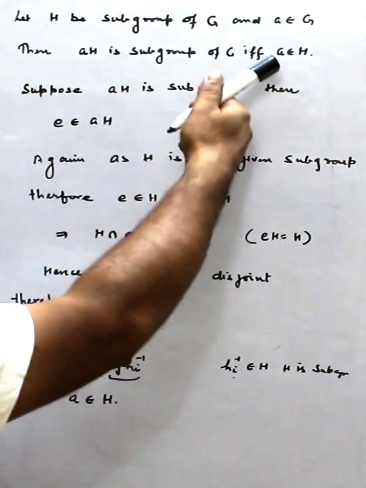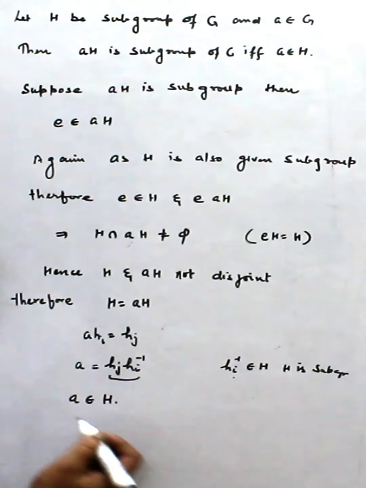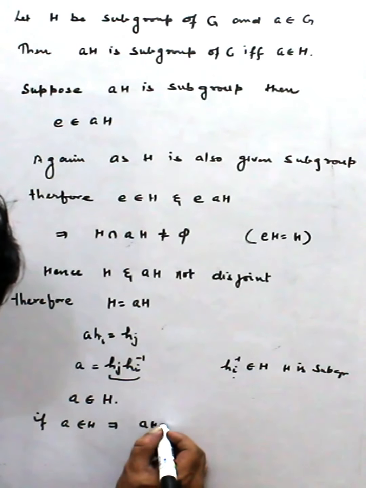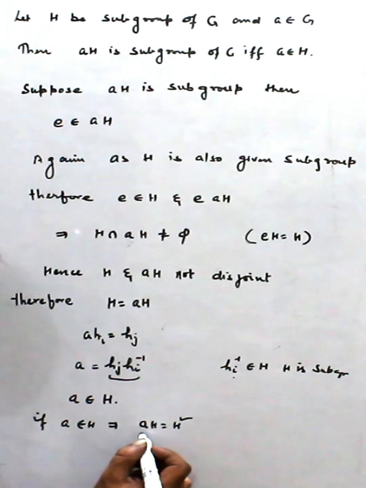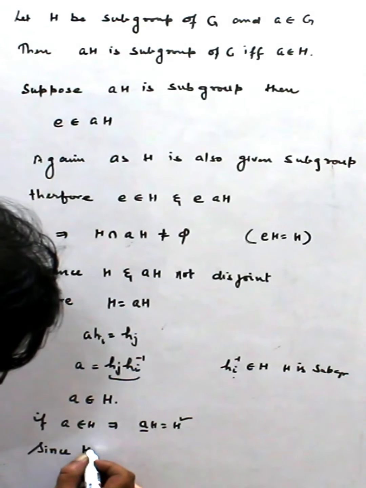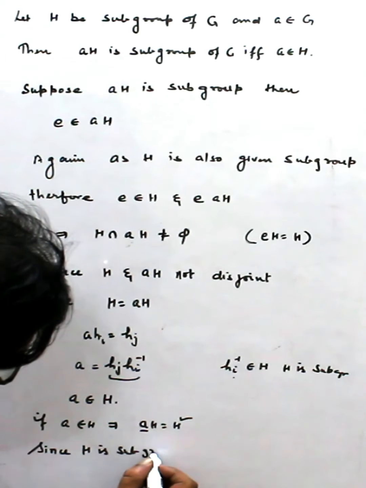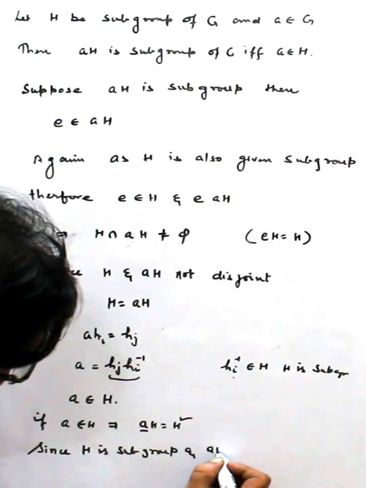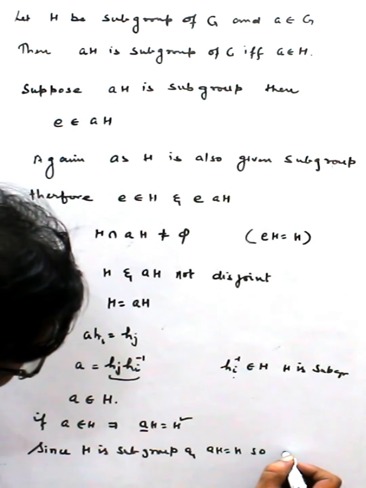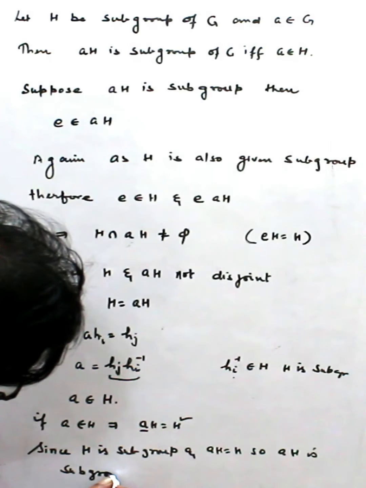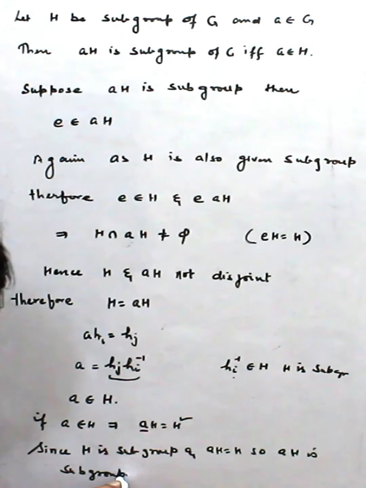Now similarly we can prove the reverse part. If A belongs to H, that means AH is equal to H, and since H is a subgroup and AH equal to H, AH is also a subgroup. Simple. And a shorter method we could also adopt.